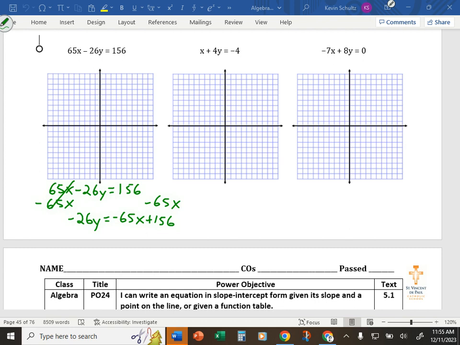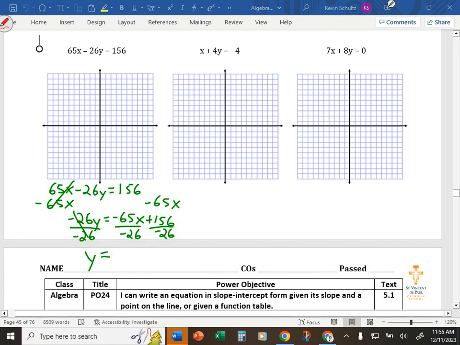And now, divide by negative 26. Everything gets divided by negative 26. In the interest of time here, I do want to get your test back before we leave. The negative 26s cancel out. Y is by itself. That's the point. Negative 65 over negative 26. Yikes. What's the GCF of 65 and 26? Anyone know? What can you divide that by to simplify it? 13. 13 goes into 65 5 times and 26 twice.